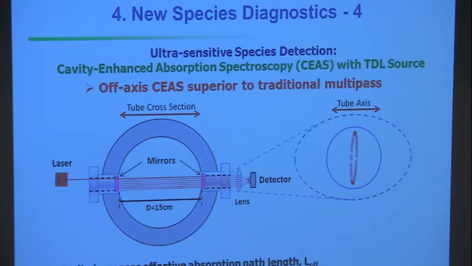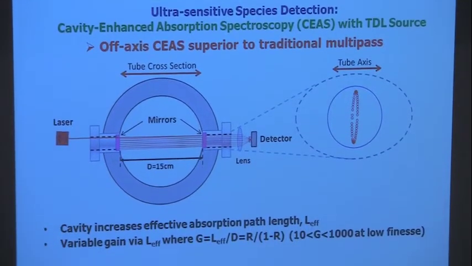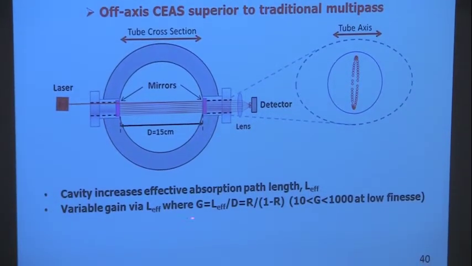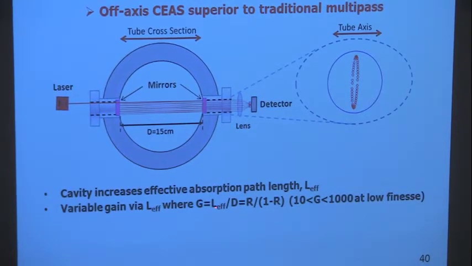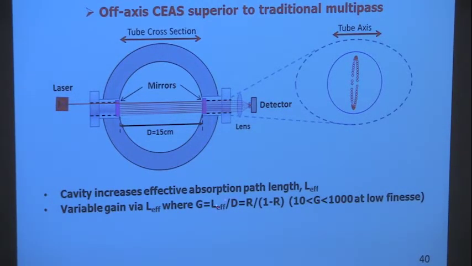When you do that, you can get some pretty effective increases in length. It turns out that, roughly speaking, this is approximate, the effective length divided by the diameter, instead of it being 1, goes as r over 1 minus r. So if r is 0.99, I can get a gain of 100 in path length. We actually don't want it to be much higher than 100 because it becomes so sensitive that we can't do an experiment that's clean enough.